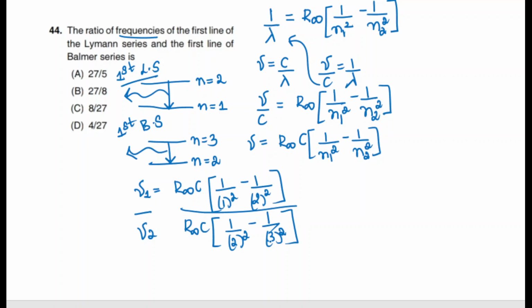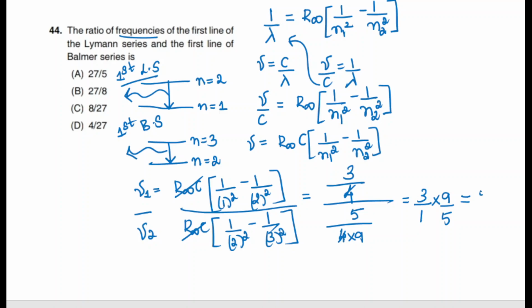So here r infinity into c is one and the same, so it cancels. Remaining, take the LCM and solve. Previously, as we did, the LCM is 4 into 4 minus 1, it is 3. So all divided by 4 into 9, 9 minus 4, it is 5. The 4 cancels. What is the remaining? 3 divided by 1 into 9 divided by 5. The solution is 9 3s are 27. 27 divided by 5 is the right answer. So 27 by 5, where we have option A, is the right option.